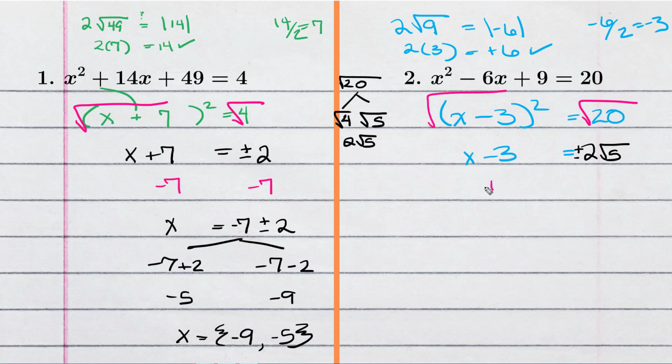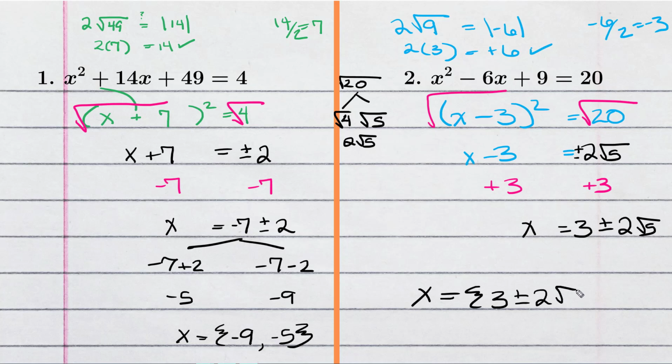Now, I need to add that 3 to both sides. And this time, since there's a square root involved, I can't combine those. So I have 3 plus or minus 2 square roots of 5. And so my answer is x equals the solution set of 3 plus or minus 2 square roots of 5.